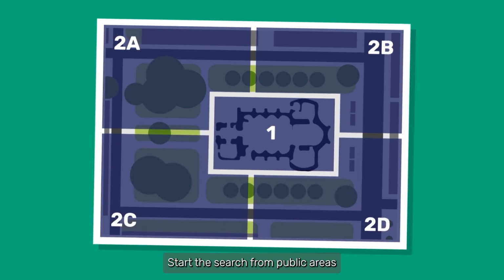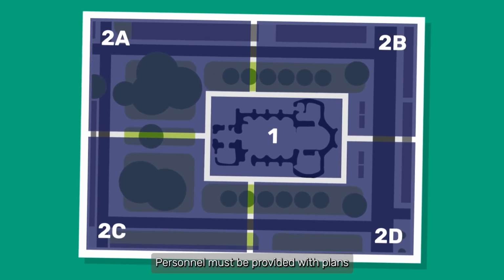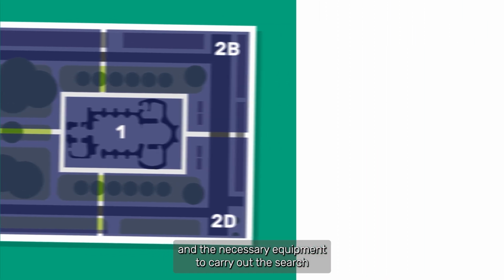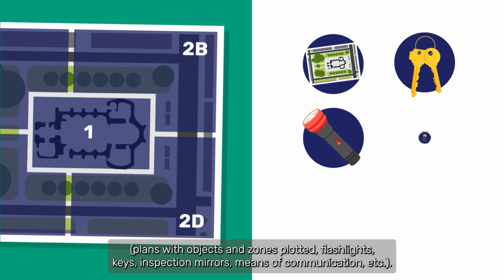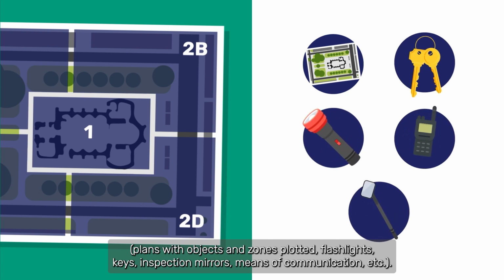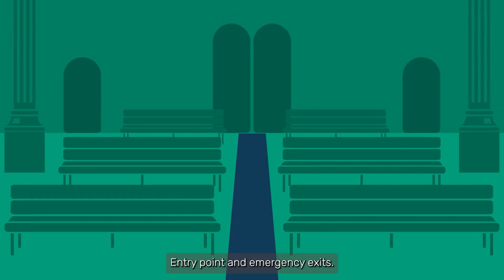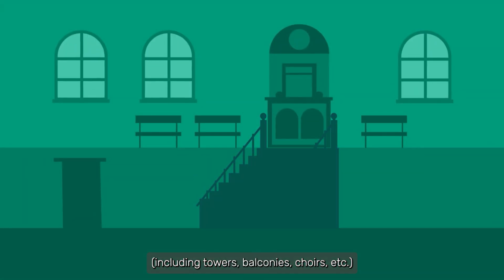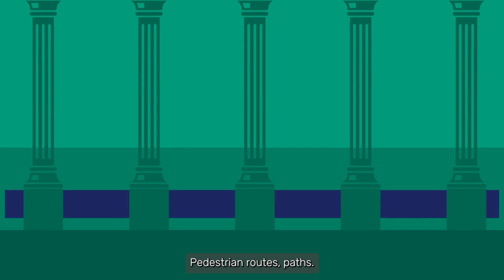Start the search from public areas where the probability of planting a dangerous object is highest. Personnel must be provided with plans and the necessary equipment to carry out the search: plans with objects and zones plotted, flashlights, keys, inspection mirrors, means of communication, etc. Zones that need to be searched are entry points and emergency exits, public rooms and spaces, including towers, balconies, choirs, etc., and places with limited access, pedestrian routes, paths.